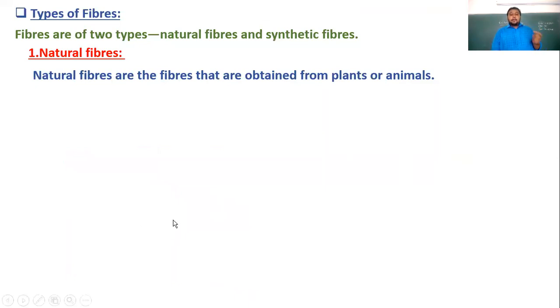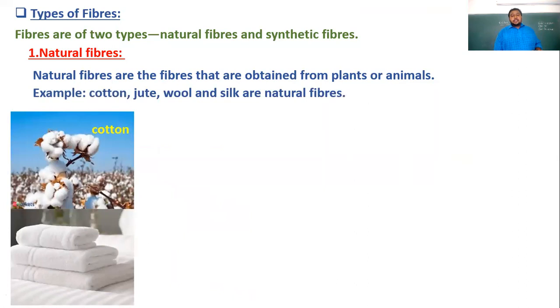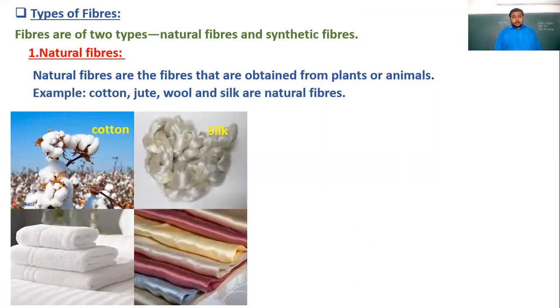The fibers which are obtained from plants or animals are called natural fibers. Examples are cotton, jute, wool, and silk. See the cotton fiber. An example is the cotton towel.